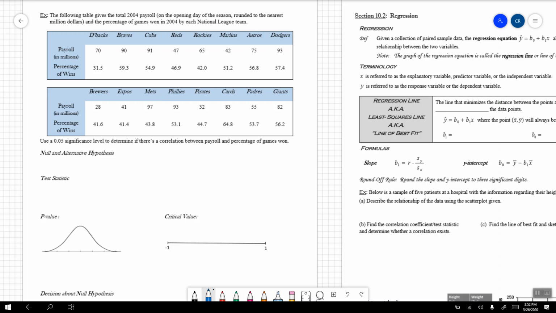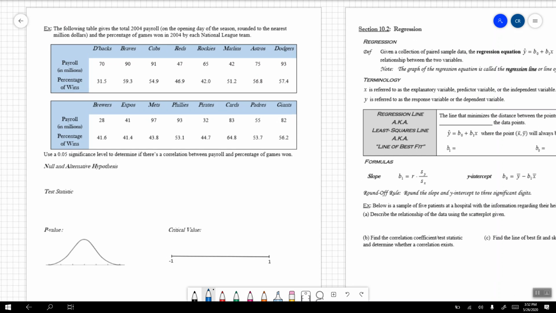All right, so for the second example, we're going to be looking at the following. The table gives the total 2004 payroll on the opening day of the season, rounded to the nearest $1 million, and the percentage of games won in 2004 by each National League team. We have the Diamondbacks, Braves, Cubs, Reds, Rockies, and so on and so forth. We also have the payroll in millions, and we have the percentage of wins.